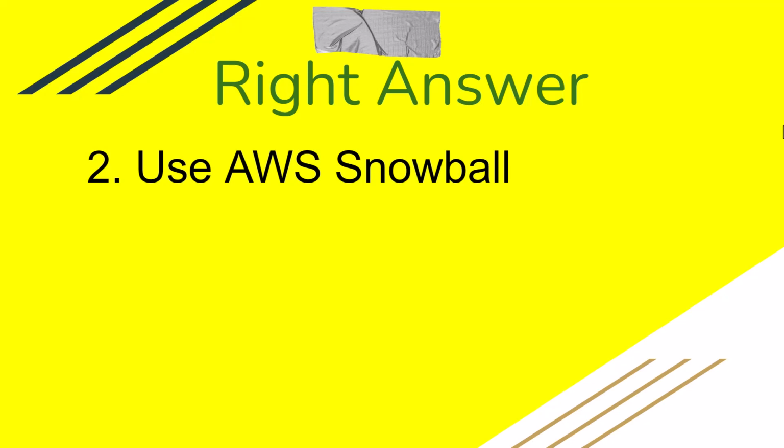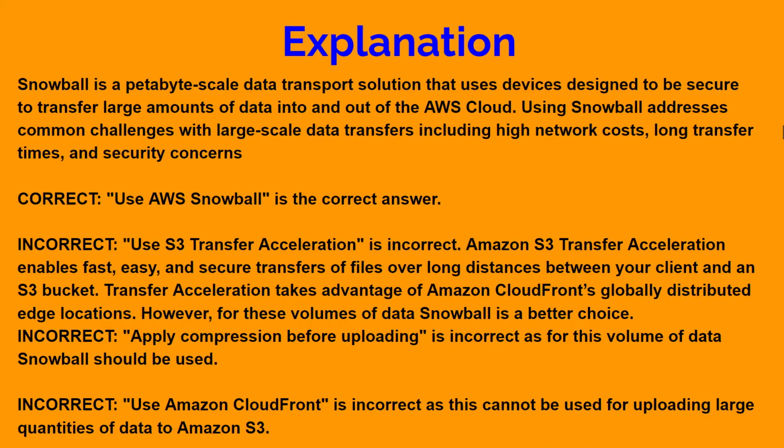Use AWS Snowball. Explanation. Snowball is a petabyte-scale data transport solution that uses devices designed to be secure to transfer large amounts of data into and out of the AWS cloud. Using Snowball addresses common challenges with large-scale data transfers, including high network costs, long transfer times, and security concerns. Correct. Use AWS Snowball is the correct answer.